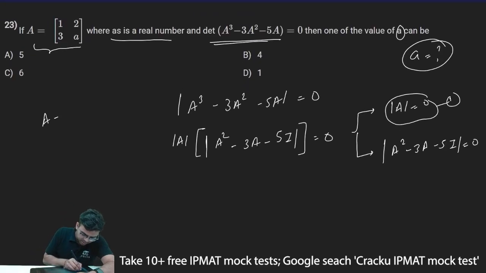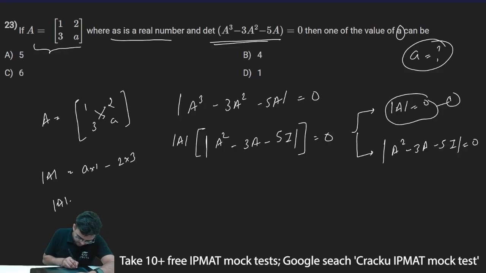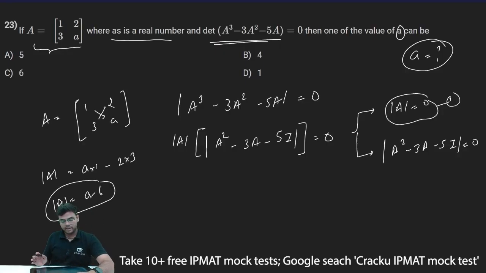So if A is equal to [a, 2; 3, 1], then determinant of A will be what? ad minus bc. So ad is a into 1, minus bc is 2 into 3. Thus determinant of A will be equal to a minus 6. Now if determinant of A is equal to 0, what I can say is a minus 6 should be equal to 0. This implies that a should be equal to 6.